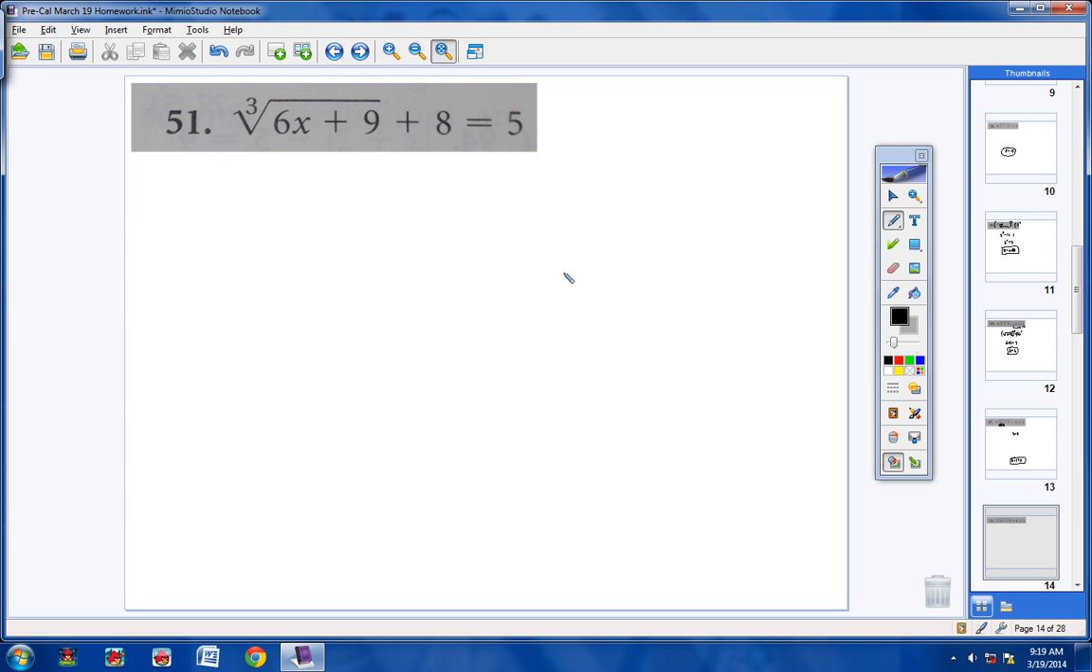All right, moving on to number 51. This is a cube root equation, so we want to get the cube root all by itself, so we must bring the 8 over and make it a negative 8. If we do that correctly, we're left with the cube root of 6x plus 9 equals negative 3. Okay, very good. The radical is now totally isolated, so because I'm dealing with the cube root, I'm going to raise it to the third power. If I raise one side to the third power, I must raise the other side to the third power. Whenever you cube a cube root, you get the radicand.